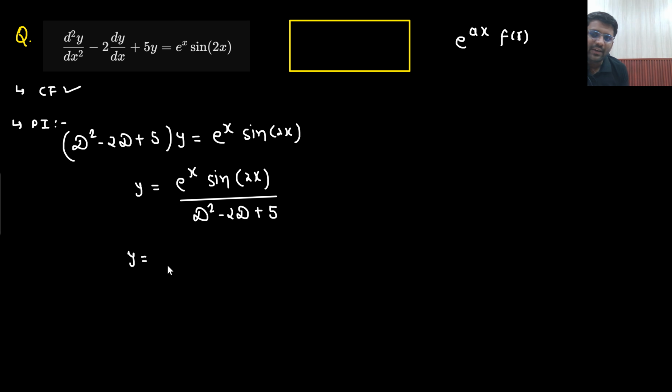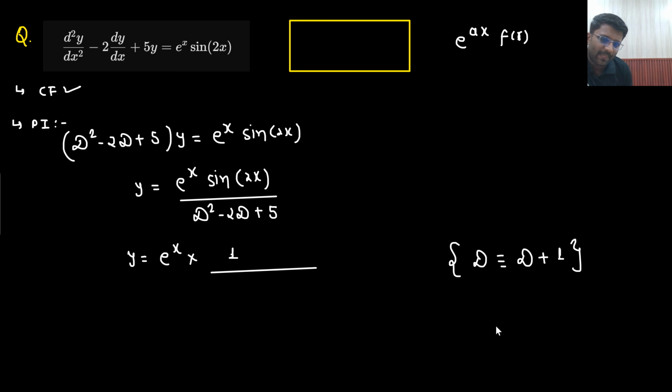So what will I do? Sir, e to the power x I can treat as a constant. When I am treating it as a constant, d will be replaced with d plus a. What is the value of a? The value of a is 1.